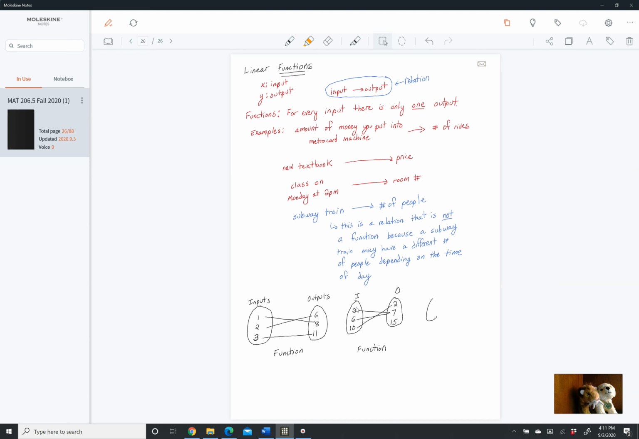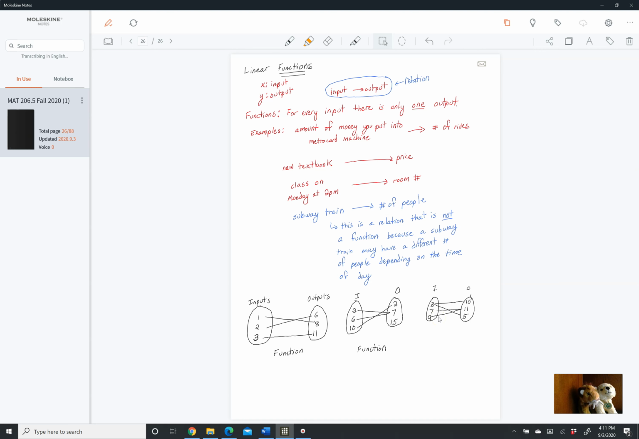Let's take one more example. So we have our inputs and our outputs. This is 3, 7, 9. Let's make this 10, 11, and 5. Okay. And let's have 3 go to 10 and 5. 7 goes to 11. And 9 goes to 11.